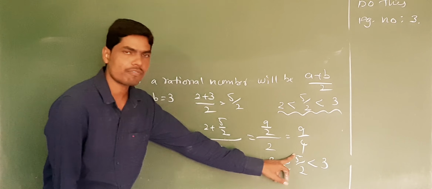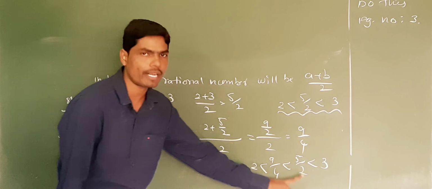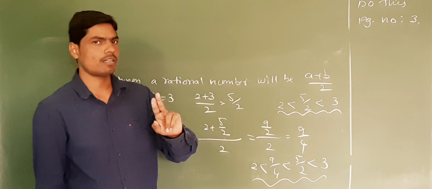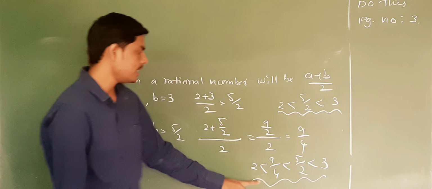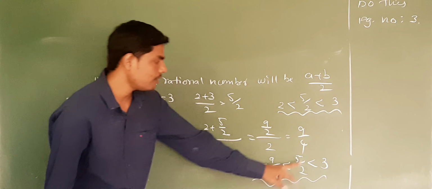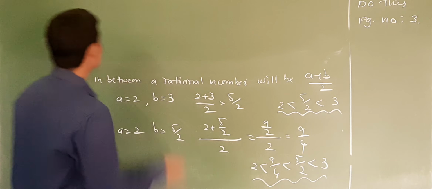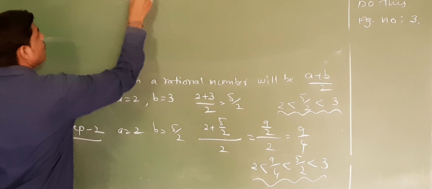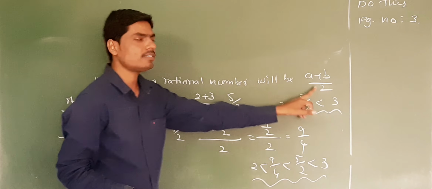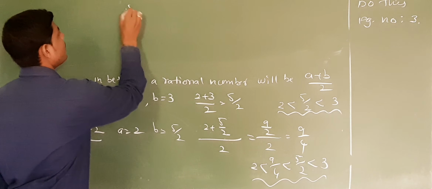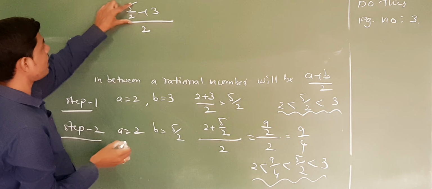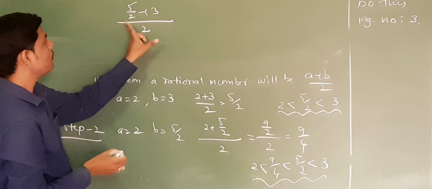Here we got 9 by 4. It is in between 2 and 5 by 2. So our second step is over. Till now we got two rational numbers. We need to find one more. That is, take any two rational numbers from this. I am taking 5 by 2 and 3. A is equal to 5 by 2 and B is equal to 3. For these two numbers, now apply this formula. (5 by 2 plus 3) by 2. That means A is 5 by 2 plus B is 3, whole by 2.